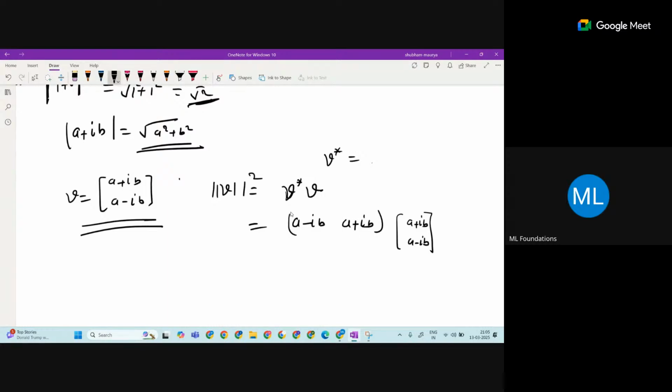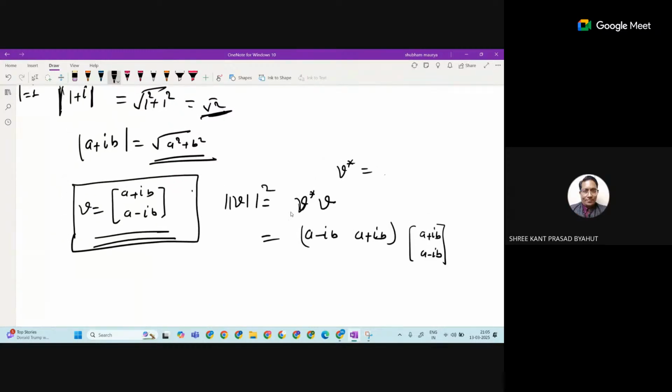So many people are getting confused. This is a vector, a vector with complex elements. In the case of a vector having complex elements, we have to calculate the norm like this, V star V. And in the case of a complex number, we have to calculate the absolute value of that complex number, right? Okay, thank you.